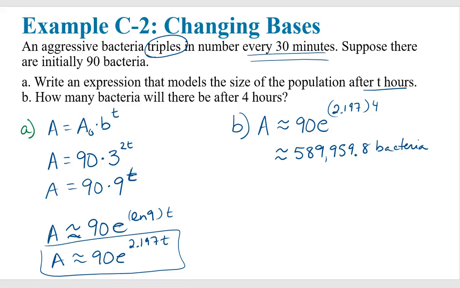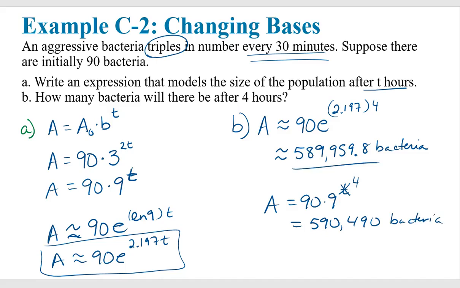If you want to be sure that it's actually a good approximation, go back to your original. So if I take my A equals 90 times 9 to the t power, and I plug in 4 for t instead, and plug that into my calculator, I get 590,490 bacteria. So that's a pretty good approximation, right? Look at how close those two numbers are. Pretty close. So this is a good approximation for the original.